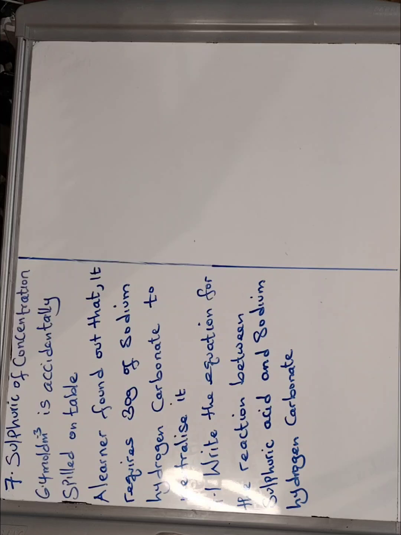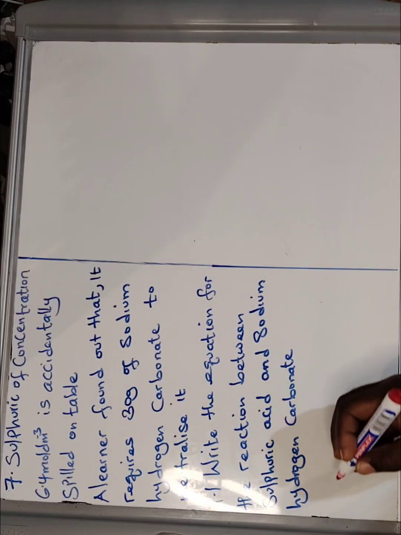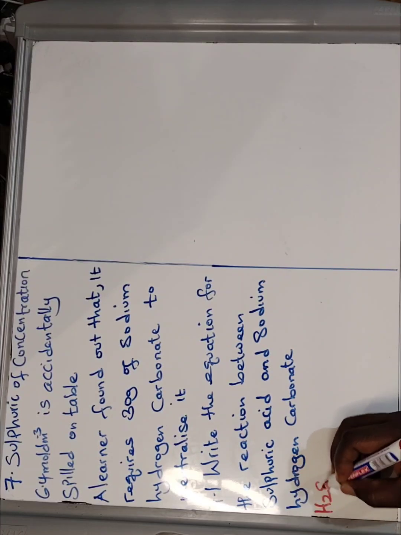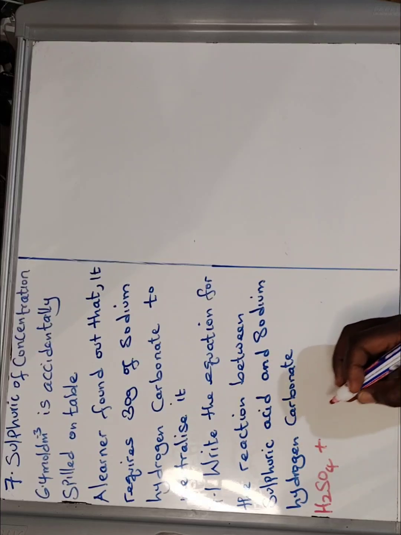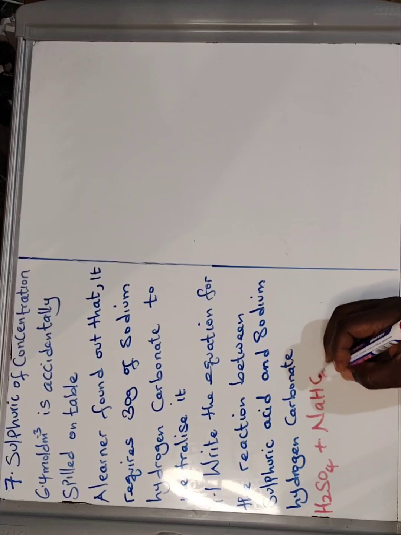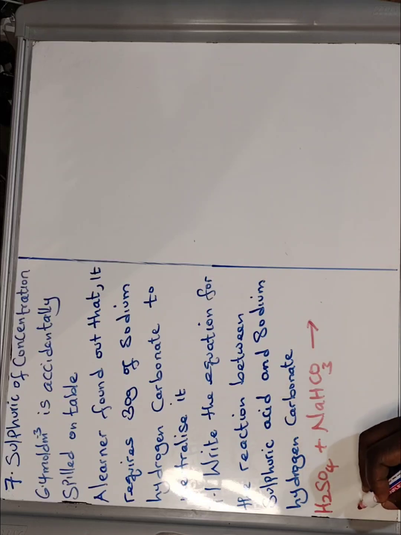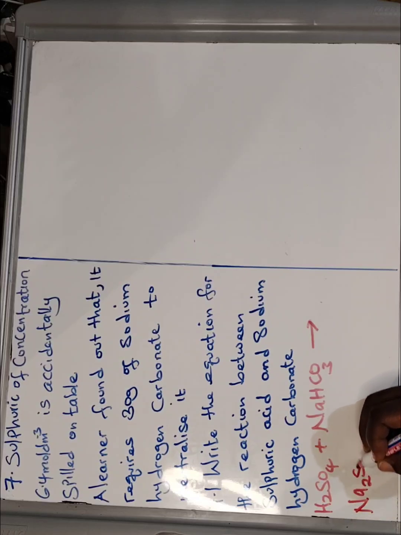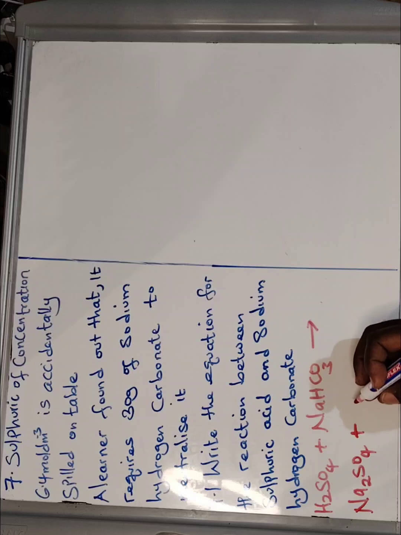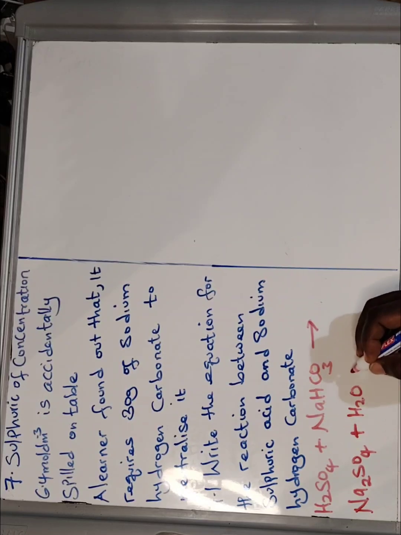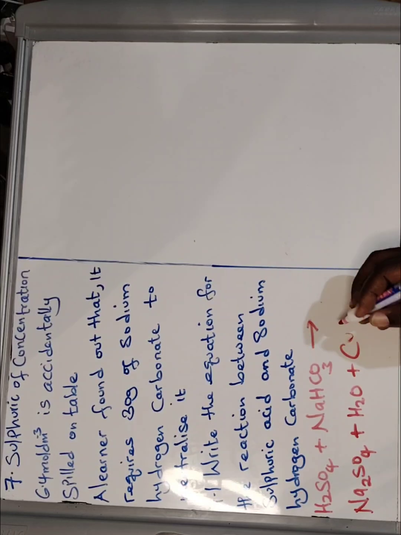Okay, how do we go about that one? We have sulfuric acid, H2SO4, reacting with sodium hydrogen carbonate. Following the normal pattern, the sodium ion will attack the sulfate to give you the salt. The salt is sodium sulfate. Meanwhile, the bicarbonate reacts with hydrogen to give you two products, which are water and carbon dioxide.